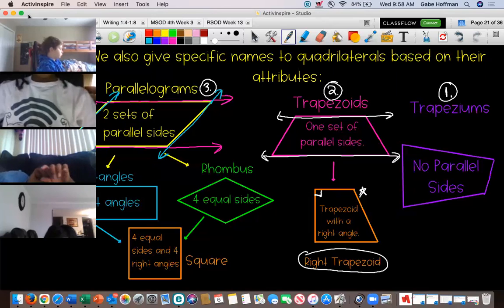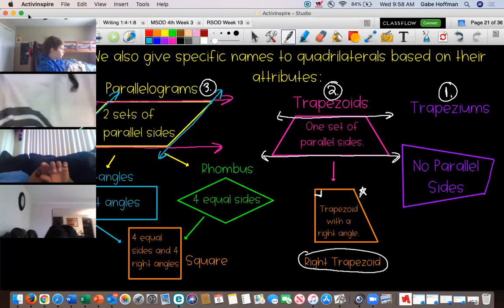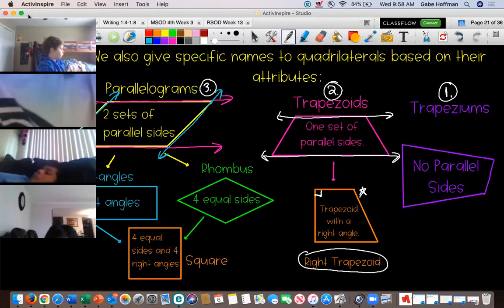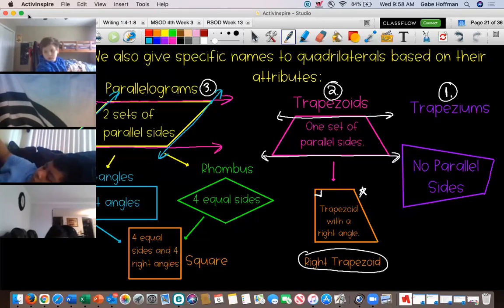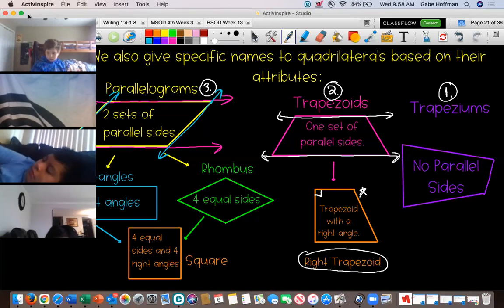All right. Now we get to the most specific name. So rectangles, rhombuses, and squares. All 3 of those are still a parallelogram. Rectangles, rhombus, and square. They're all parallelograms, but they're special ones.